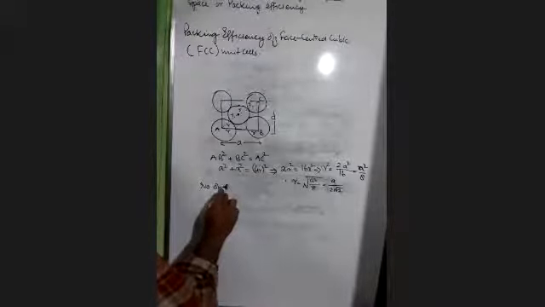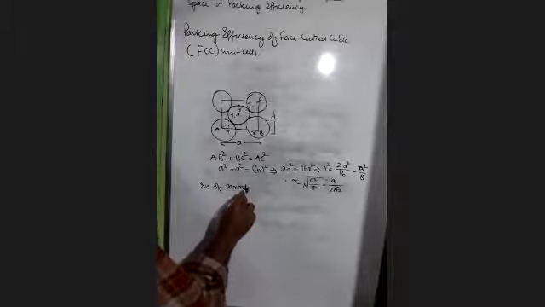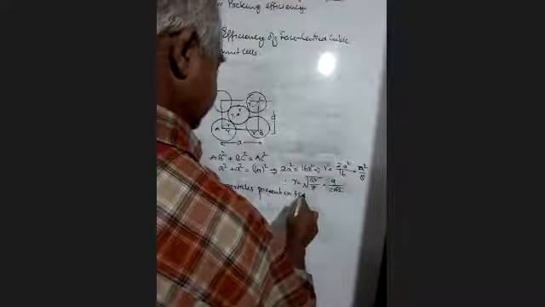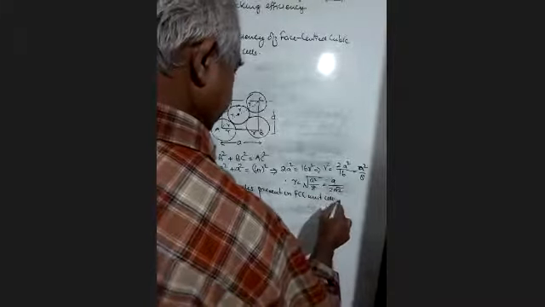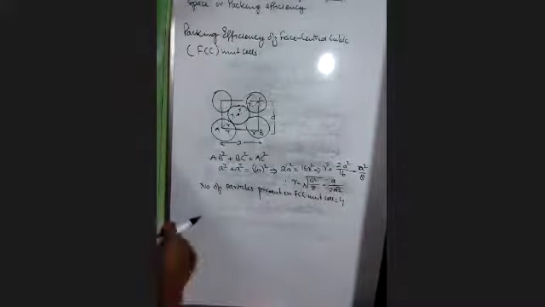So now we know. Now, what is the number of particles present in FCC unit cells? It is equal to 4. So the total volume occupied will be equal to what? Volume of one particle into 4.